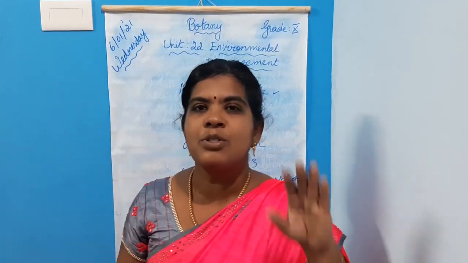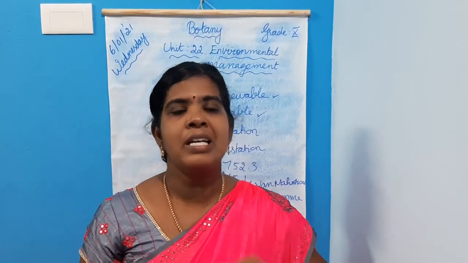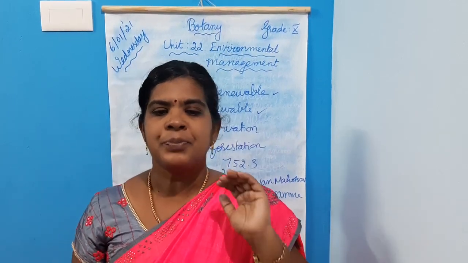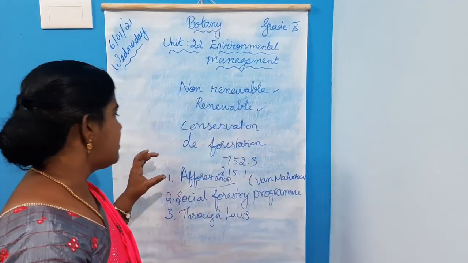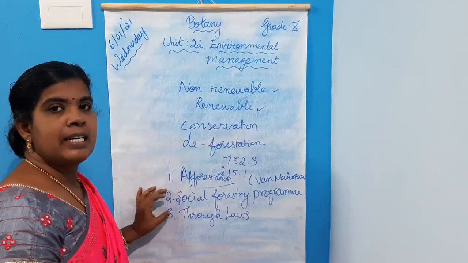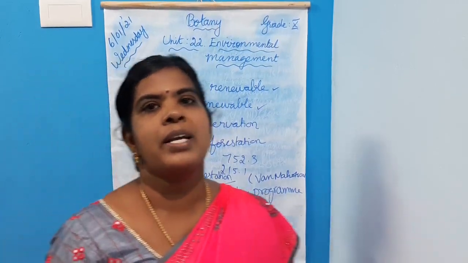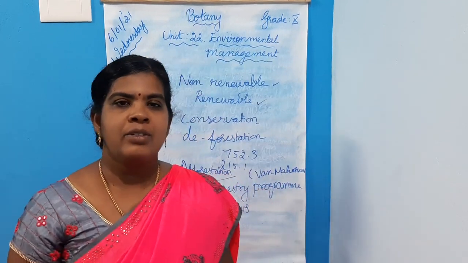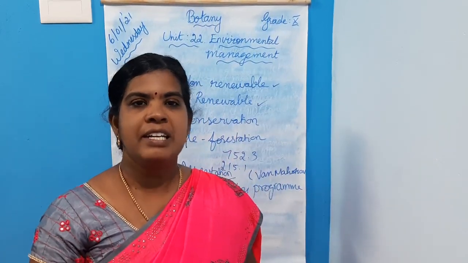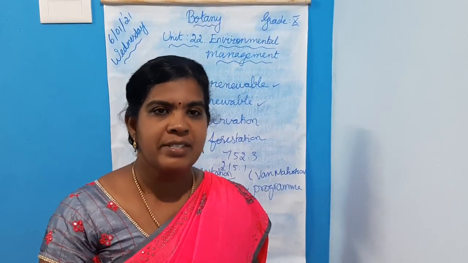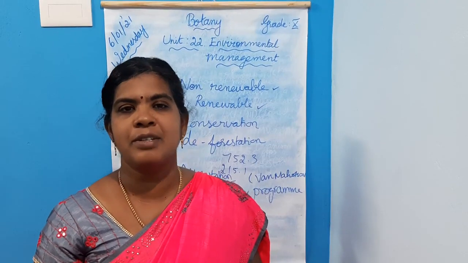So our duty is to conserve forest. What do you mean by afforestation? Cultivation of trees. The important measures to protect the forest are: first, afforestation; second, social forestry; third, certain laws. So children, I hope you all have the idea about afforestation, deforestation, ill effects of deforestation and the importance of forest.